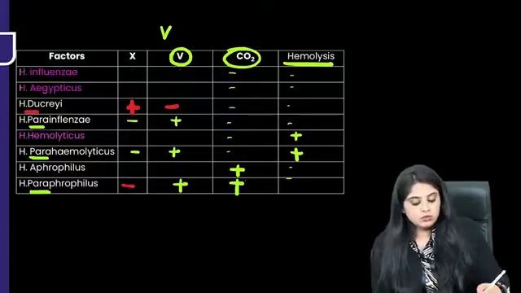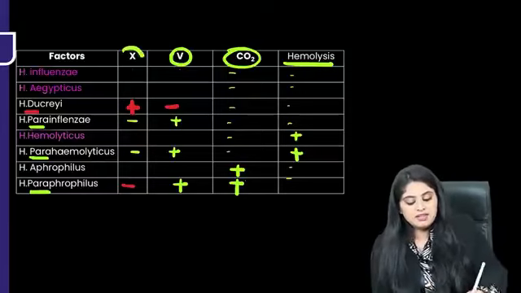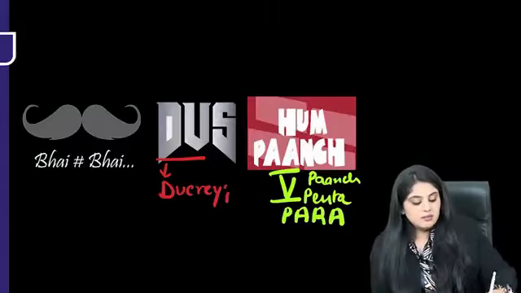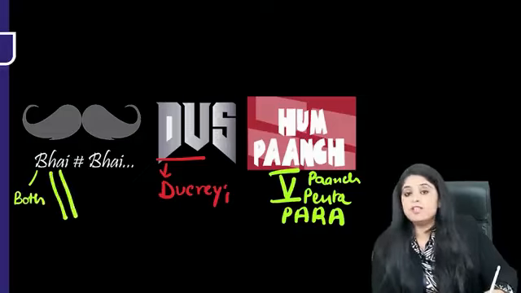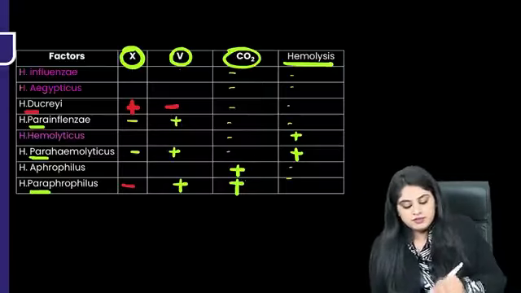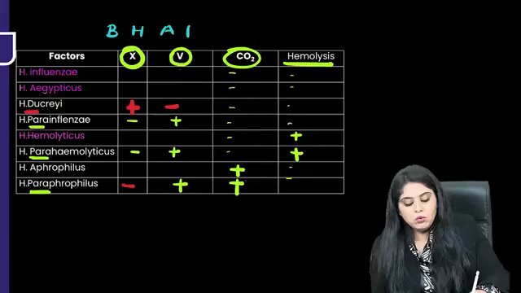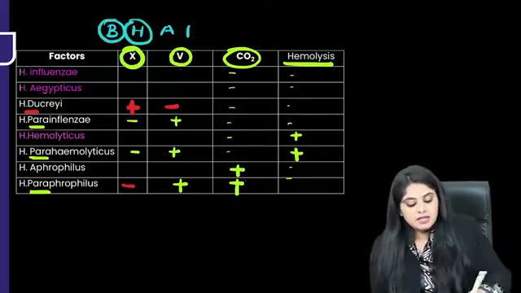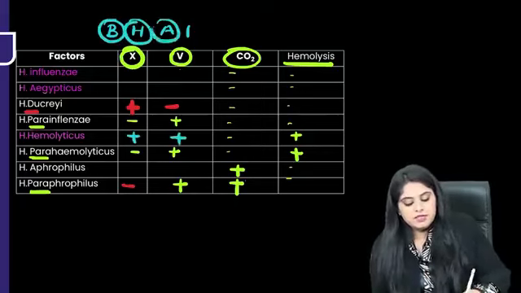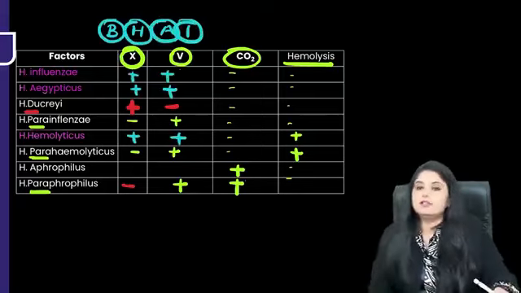Who will need both? So ma'am, bhai. When will the bhai come together? What is this bhai mnemonic? So bhai means both are needed for hemolyticus, aegyptius, and influenzae. When I say bhai, you will say, ma'am, both factor 5 and factor 10 are needed for hemolyticus, then for aegyptius, and then finally for influenzae. And the table is done.